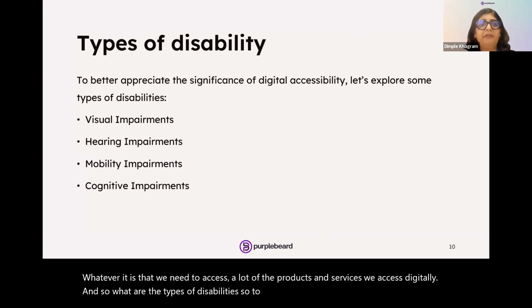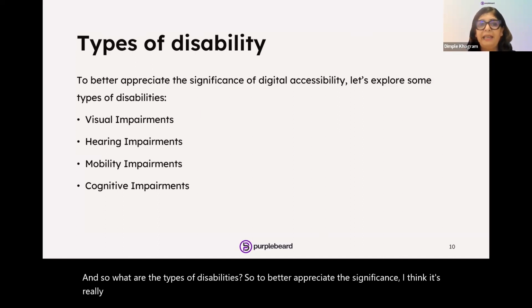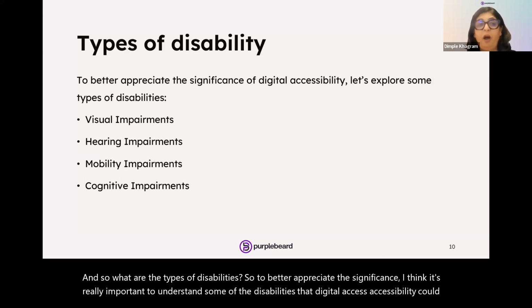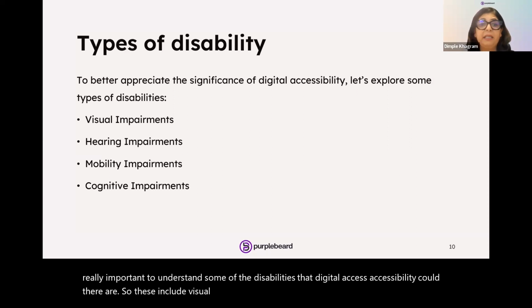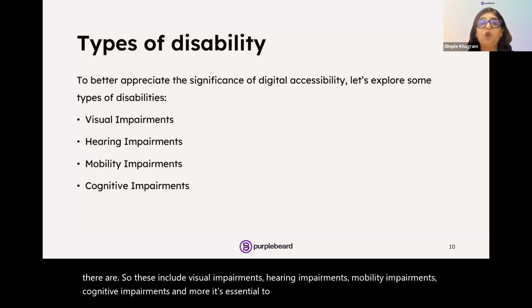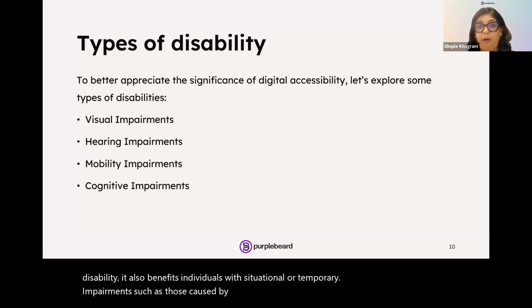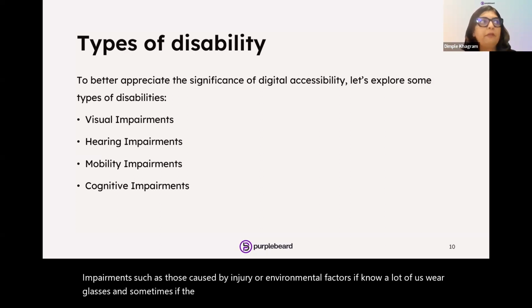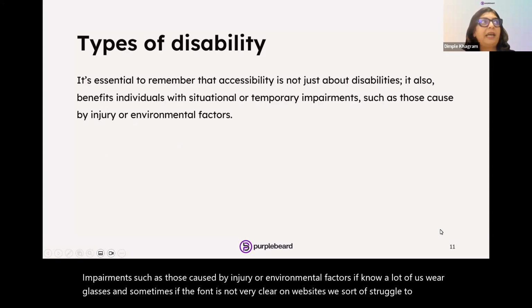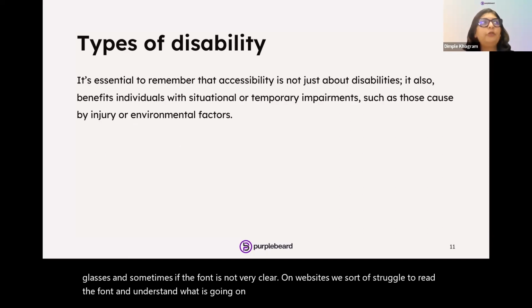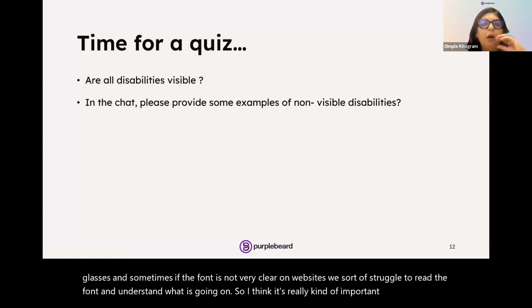To better appreciate the significance, I think it's really important to understand some of the disabilities that digital accessibility addresses. These include visual impairments, hearing impairments, mobility impairments, cognitive impairments, and more. It's essential to remember that accessibility is not just about disability. It also benefits individuals with situational or temporary impairments, such as those caused by injury or environmental factors. A lot of us wear glasses, and sometimes if the font is not very clear on websites, we struggle to read it and understand what is going on. So I think it's really important to consider all of those things.